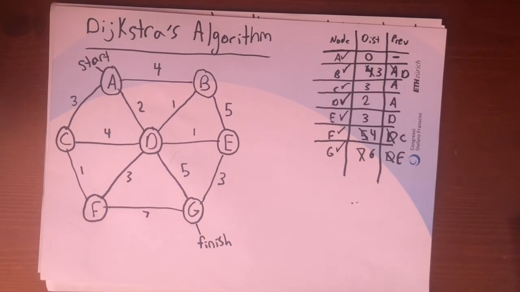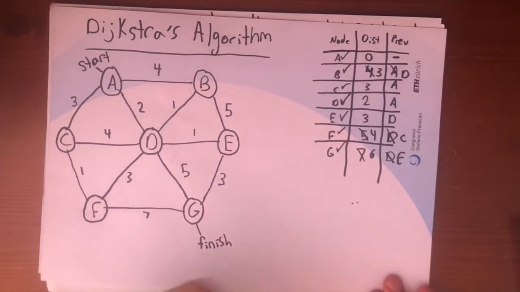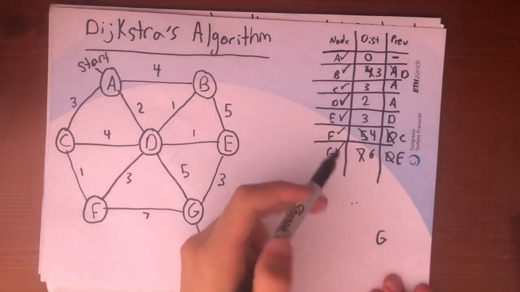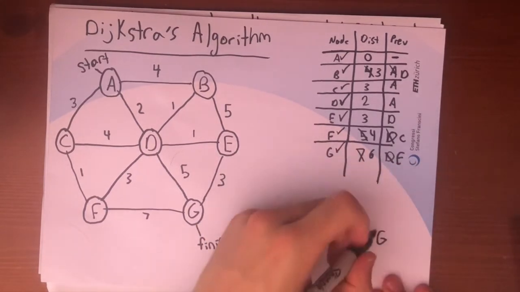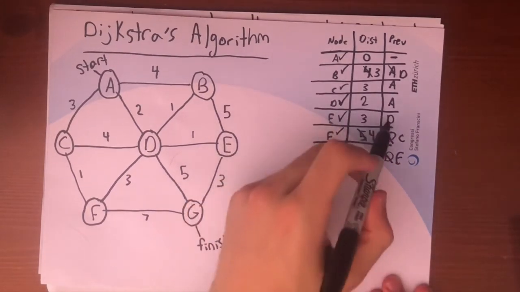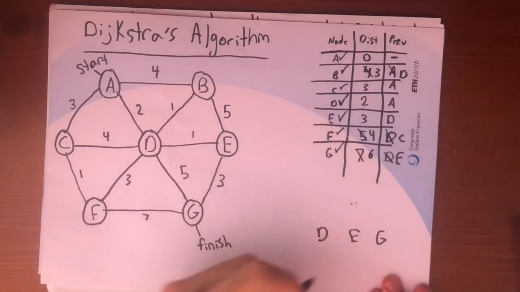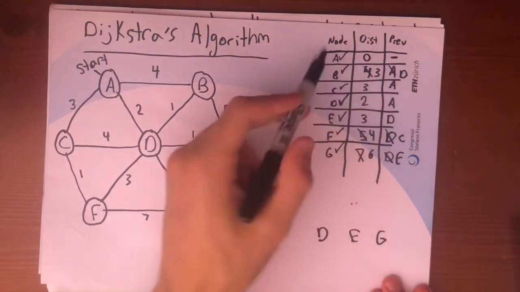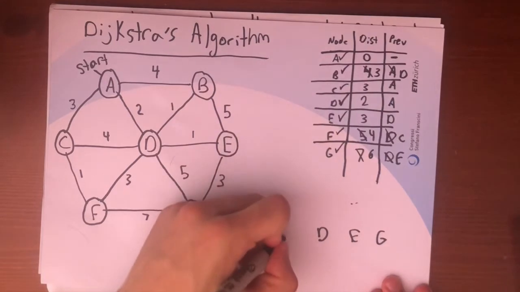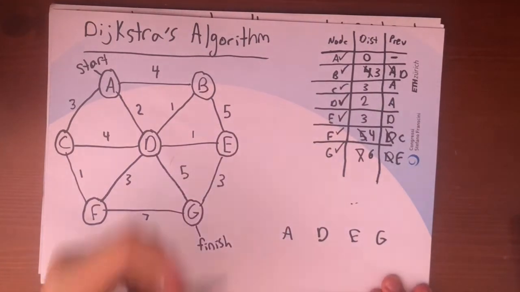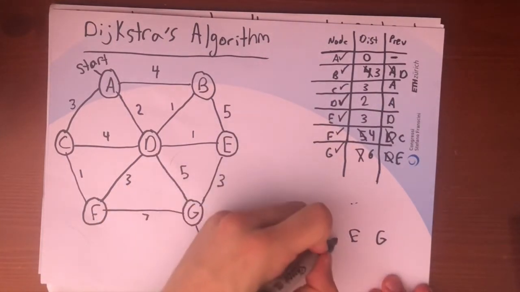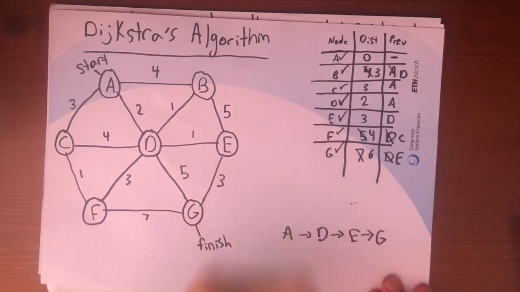So how do we actually build the path from this table? We read the table backwards, starting at G, and we go to its previous node, E, write down E, go to E's previous node, write down D, D's previous node, and write down A. And once we get to A, which is our start node, we have found the shortest path from A to G in this graph.